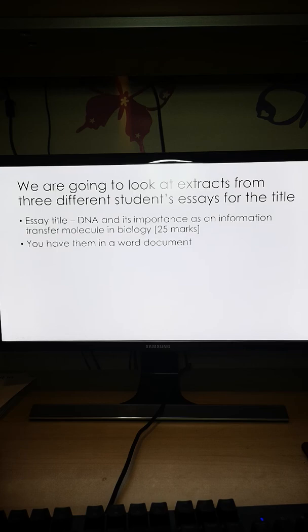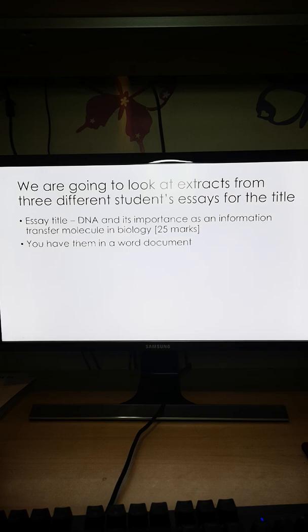So that was the title, and the students had to pick maybe 4 or 5 different places where they had met DNA transferring information in biology. Okay, so they may have picked during DNA replication and then mitosis, meiosis, cell division. So where the DNA is copied and then passed as an information transfer molecule to the 2 daughter cells.